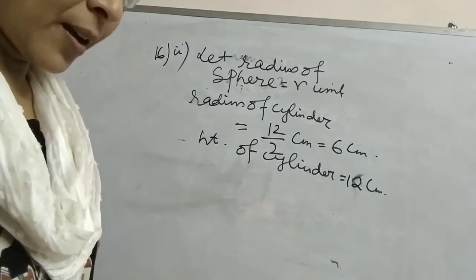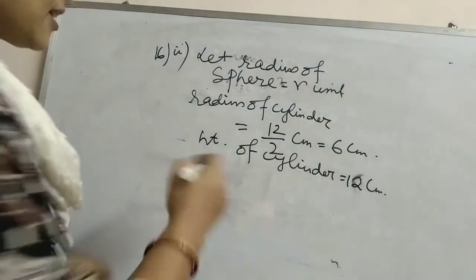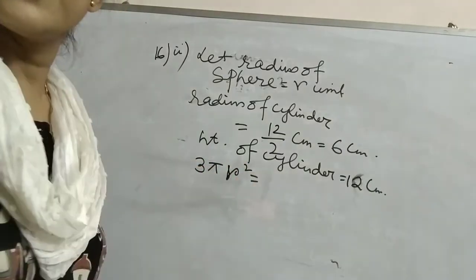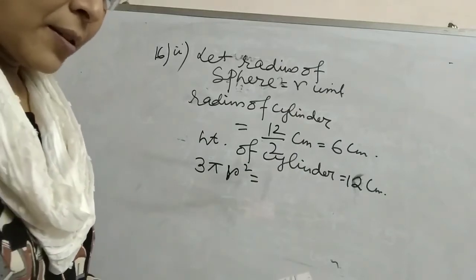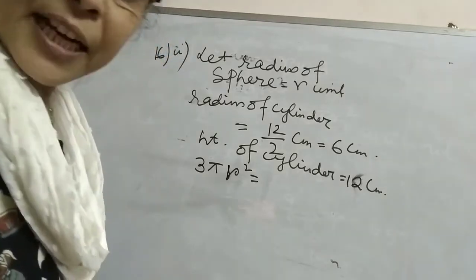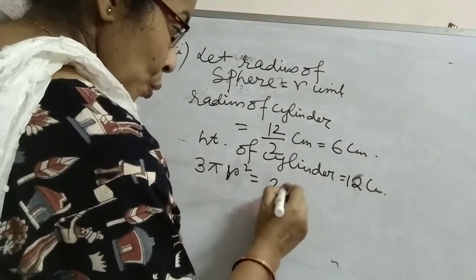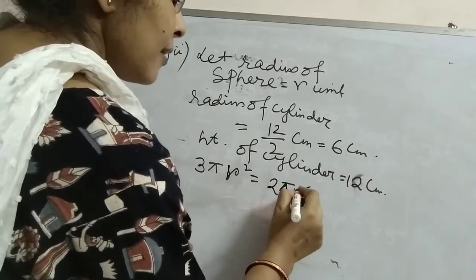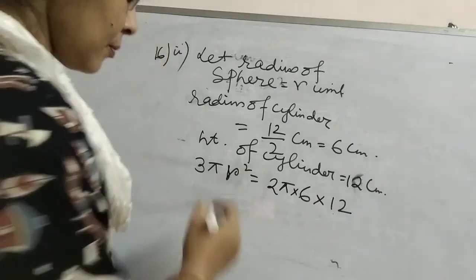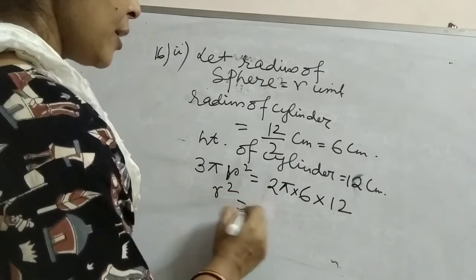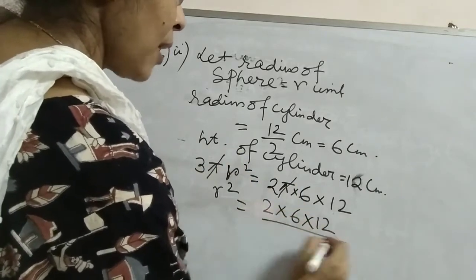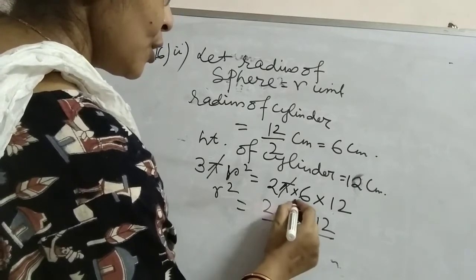Okay, I have the curved surface area of the solid sphere equal to 4 pi r square, equal to the surface area of the solid right circular cylinder, that is 2 pi into r into h. Here r square equal to, pi cancels out, 2 into 6 into 12 by 4.